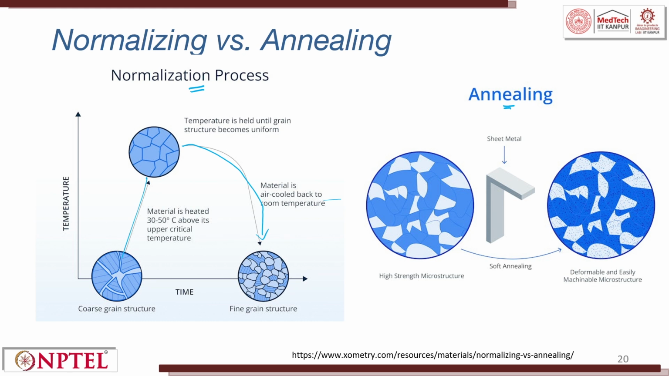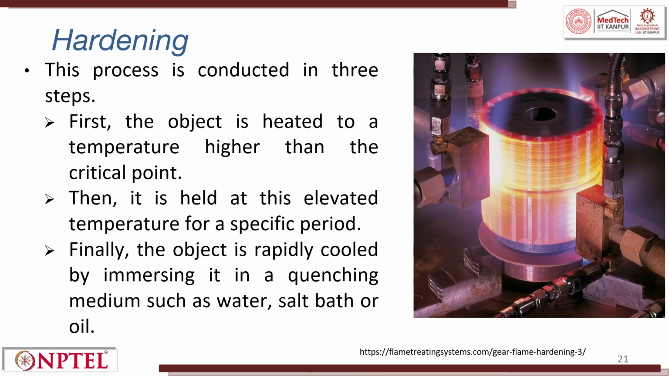Again, here we are talking with respect to steel, iron, but if you try to do copper and other things, you might have different microstructures. When we do annealing, we have high strength microstructure. When you do a soft annealing, you see here deformation and easily machinable microstructures are formed. High strength anneal, you get this structure. Hardening and tempering, this is the next one. The process is conducted in 3 steps.